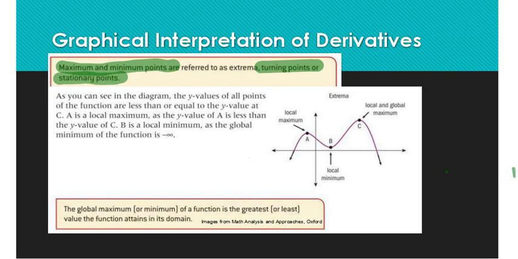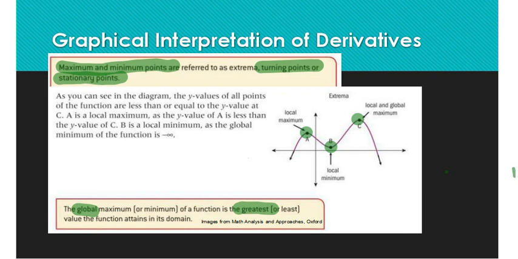In the figure, we have points A, B, and C as the turning points. A is the local maximum, B is the local minimum, and C could be our local and global maximum. We use the term local and global here. The global maximum refers to the greatest value the function attains in its domain, and the global minimum is the least value of the function attained in its domain.